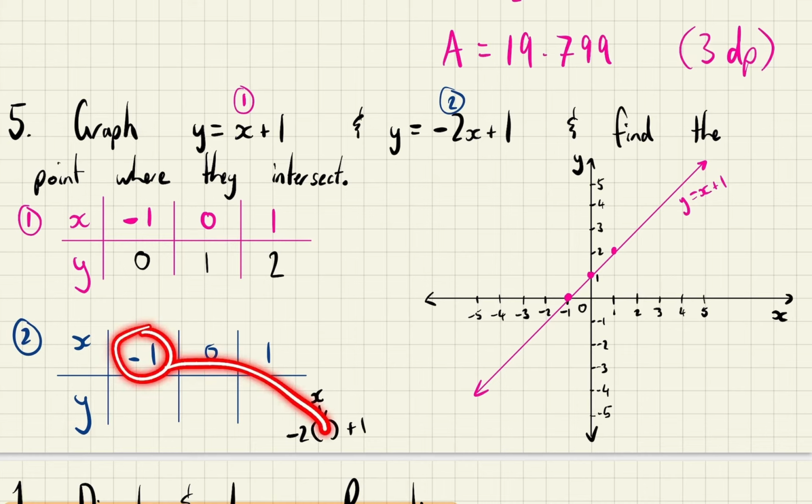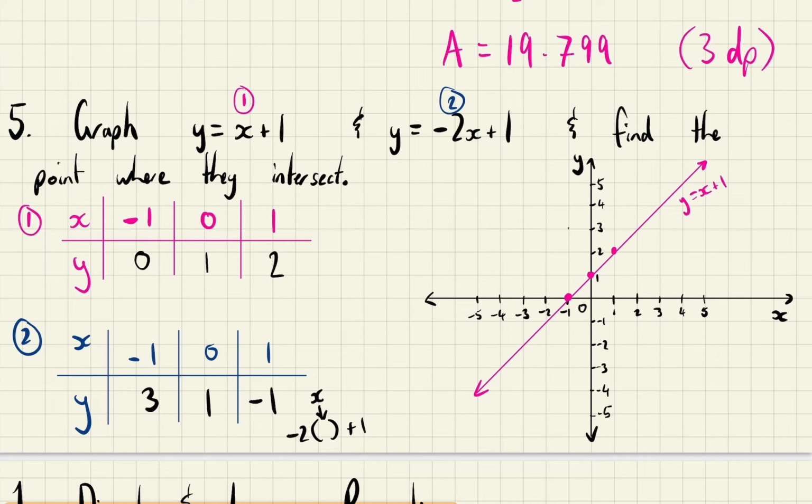In this case, we're going to just put minus 1 in there. So I'll type that into the calculator. When it's minus 1, we get 3. When it's 0, we get 1. When it's positive 1, we get negative 1. Now we'll plot that on the graph.